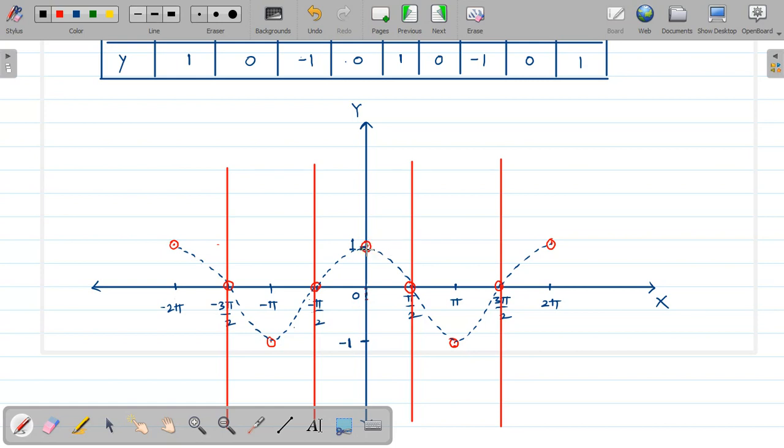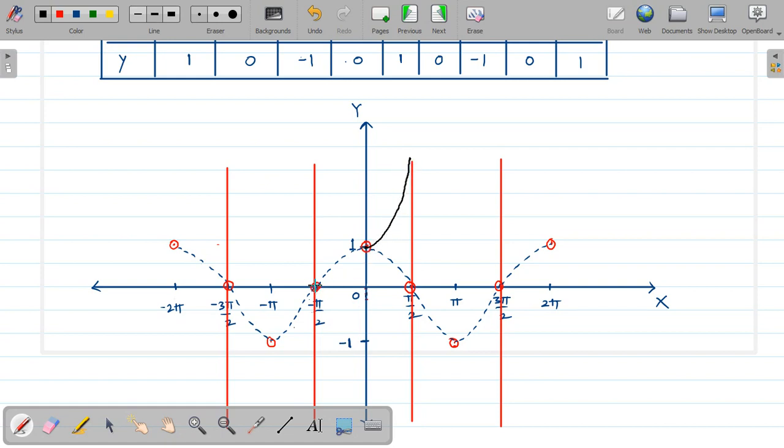See, from 0 to pi by 2, as the cos function is decreasing, see here, from 0 to pi by 2 cos function is decreasing, that's why sec function is increasing. Means starting from 1, we have to draw the graph of sec function as it is increasing from 0 to pi by 2, and it increases and it reaches to infinity. So just you show for pi by 2, just you have to show that sec function is increasing and it reaches to infinity. Do not touch the red line. So here we get the curve like this.